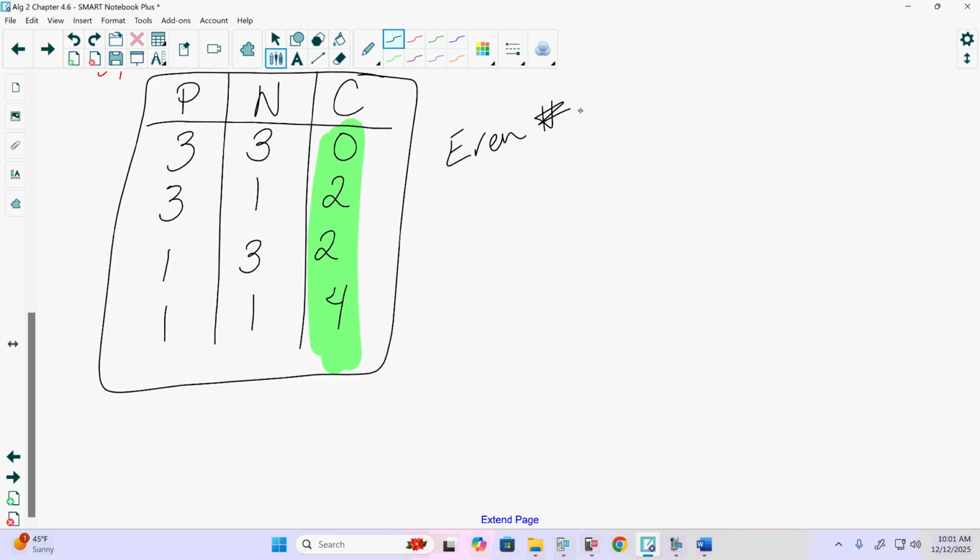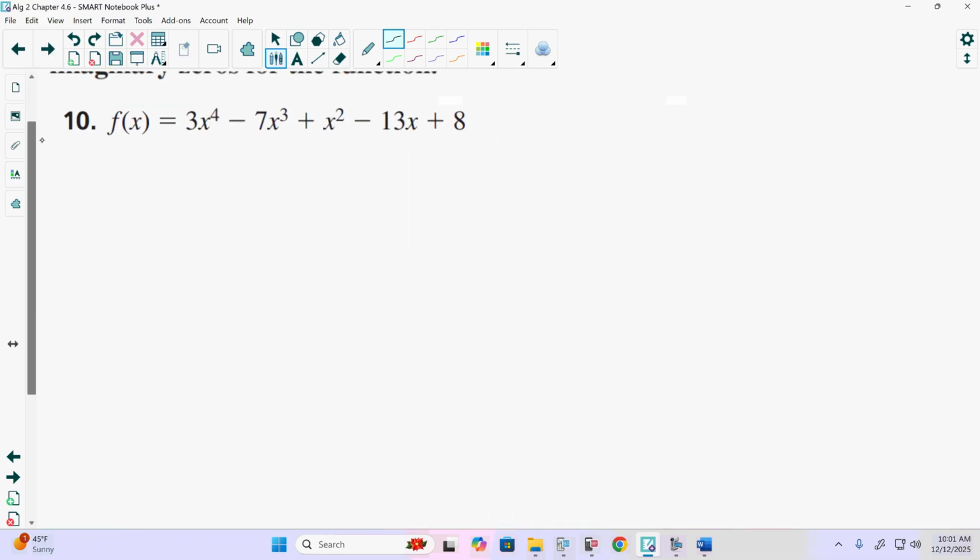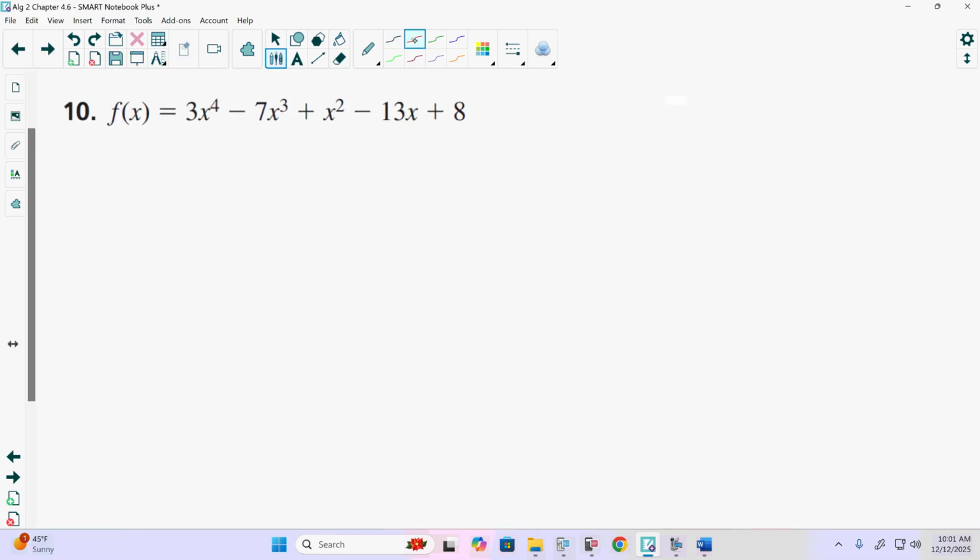Questions on this here? Last one, let's look at this one. We're going to look at number 9 last. This is the last problem we're going to look at with these here.